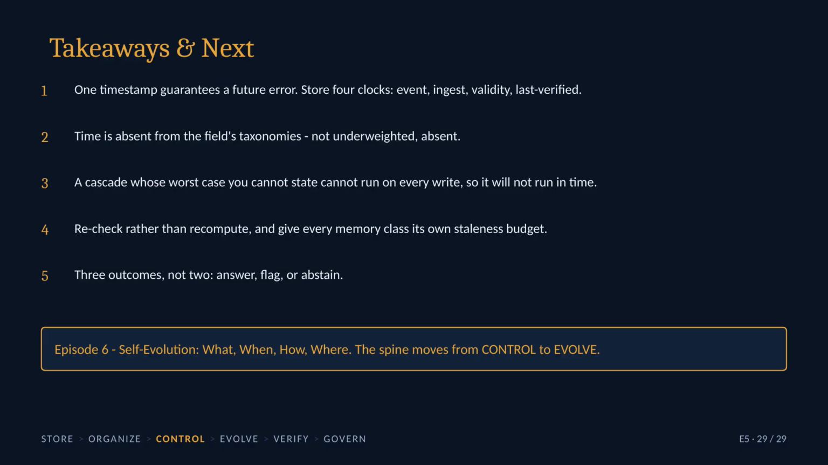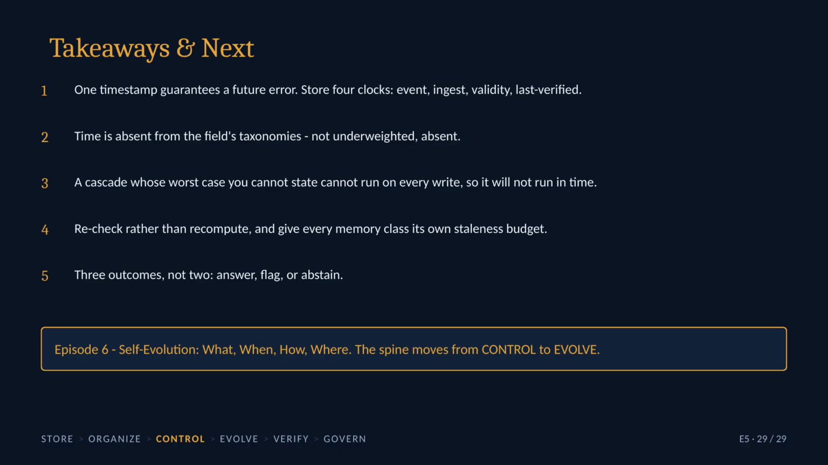5 takeaways. 1 timestamp guarantees a future error, so store 4 clocks: event, ingest, validity, last verified. Time is absent from this field's taxonomies, and that is worth remembering the next time one is offered to you as complete. A cascade whose worst case you cannot state cannot run on every write, which means it will not run in time. Recheck rather than recompute, and give every memory class its own budget rather than the store one number. And 3 outcomes rather than 2: answer, flag, or abstain.